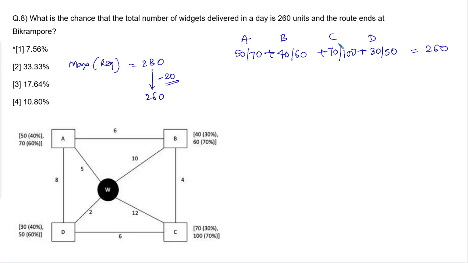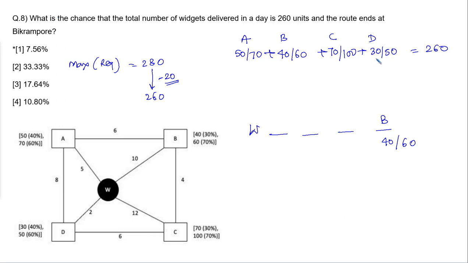One more condition given in the question, that from warehouse to the last location it's supposed to be location B. The requirement at location B is either 40 or 60. So let's have a look at it. If we subtract this 20 over here, no, 1 second.